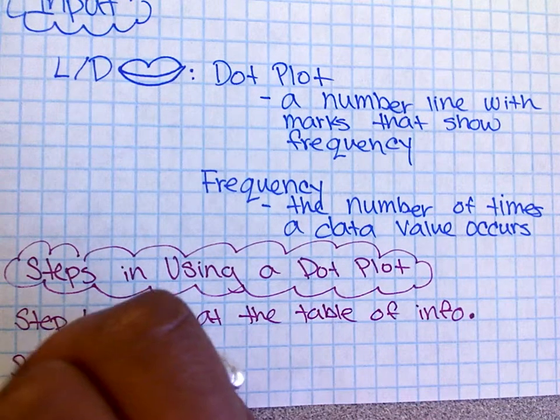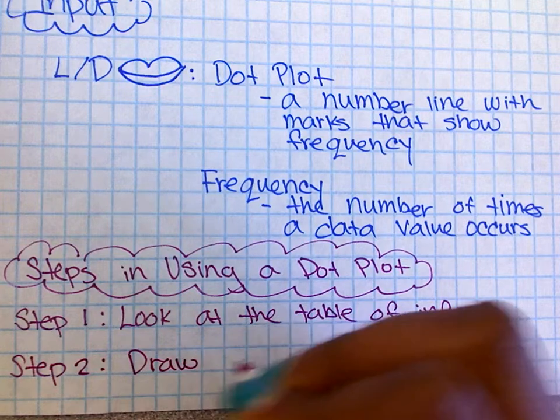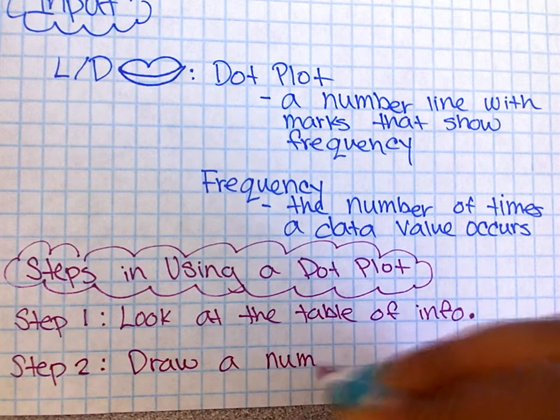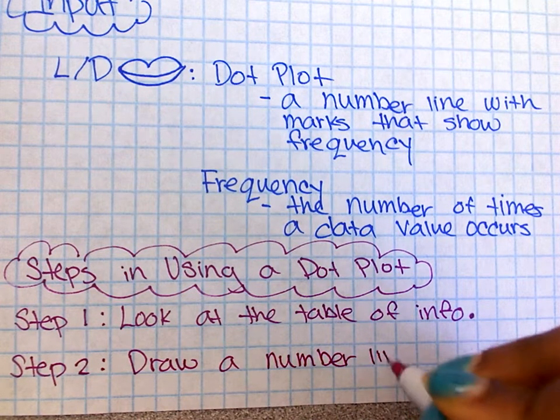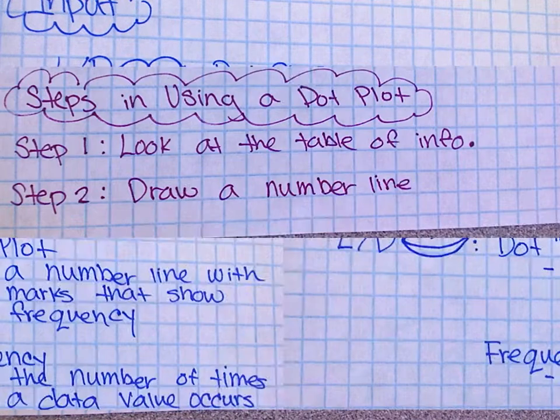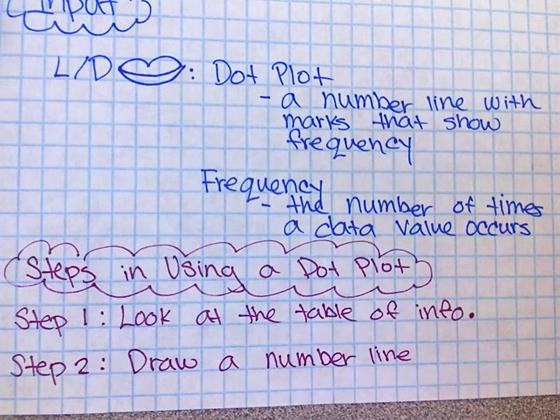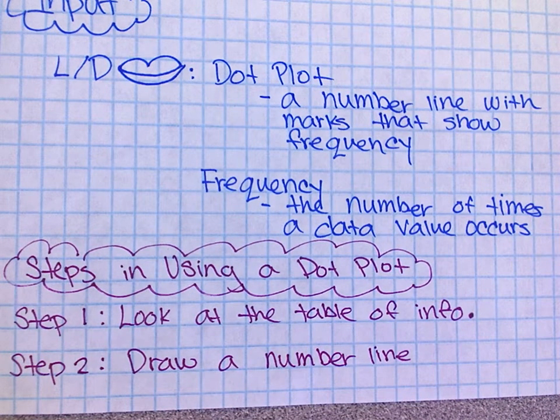So step 2, you're going to draw a number line. Now, if the data goes up to 20, your number line should go up to 20. If your data only goes up to the number 5, then you should only have to go up to the number 5. Don't make the number line longer than it needs to be. Okay, so then you're going to draw the number line. Pencil up when you're done.